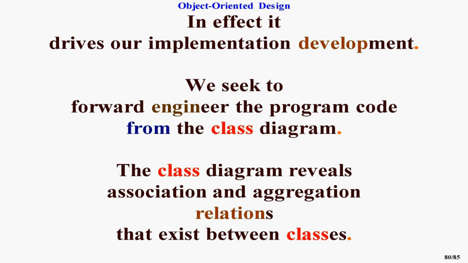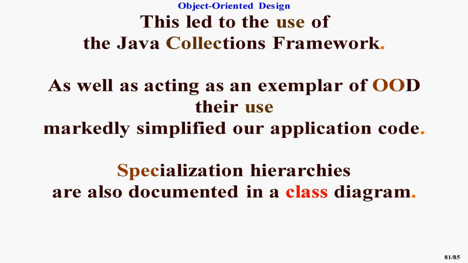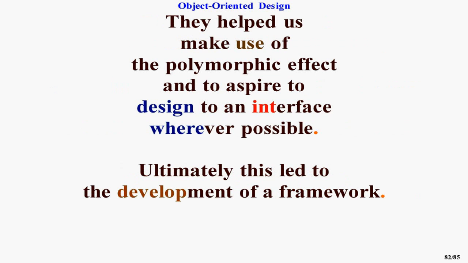We seek to forward engineer the program code from the class diagram. The class diagram reveals association and aggregation relations that exist between classes. This led to the use of the Java collections framework. As well as acting as an exemplar of OOAD, their use markedly simplified our application code. Specialization hierarchies are also documented in a class diagram. They helped us make use of the polymorphic effect and to aspire to design to an interface wherever possible. Ultimately, this led to the development of a framework.